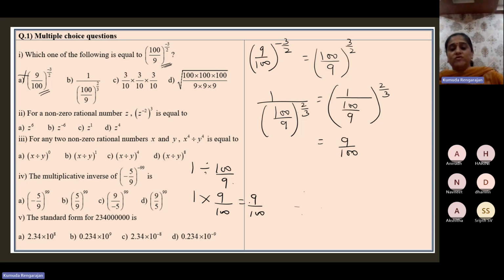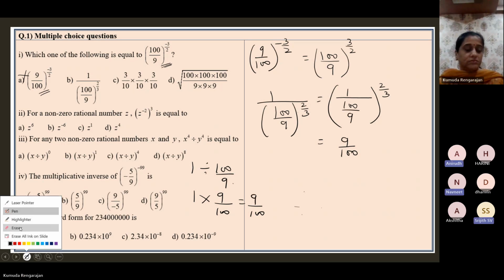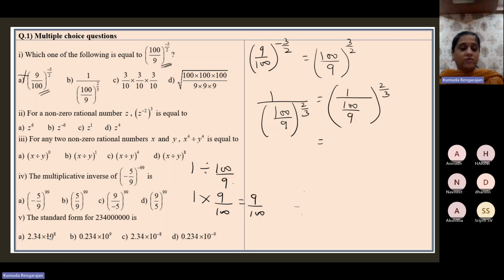So the reciprocal of 9 by 100 is, what's the reciprocal of 9 by 100? Ma'am, 100 by 9. Okay. And what about the power? Ma'am, 2 by 3. Minus 2 by 3. Minus 2 by 3. So is it equal?